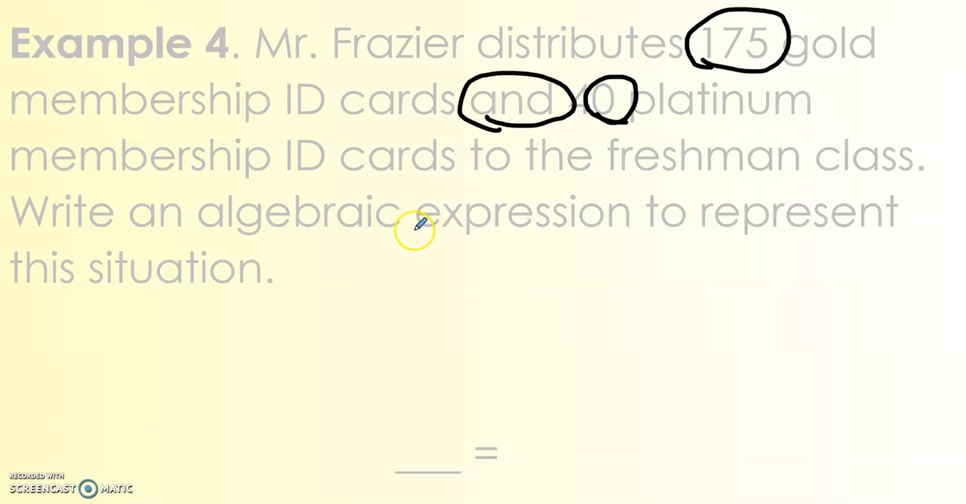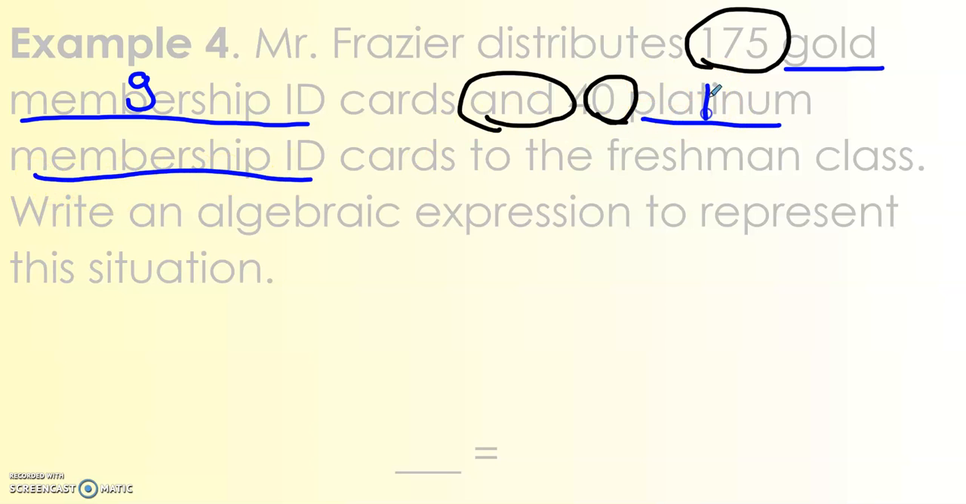Now I'm going to go back and do my annotations. I know this is 175, but what is that 175 of? It's our gold membership ID cards. And I know that I need something to represent the gold membership ID cards, so I'm going to choose a variable, and I choose one variable, not two, but one. I'll use G because that's what gold membership starts with. This 40 also needs its label, so that's the platinum membership ID, and I'm going to use P for platinum for my variable.